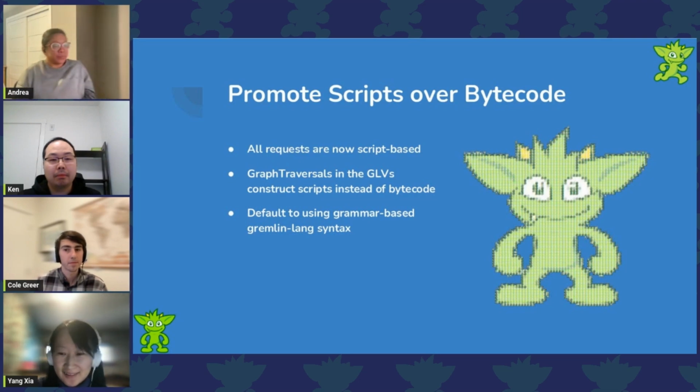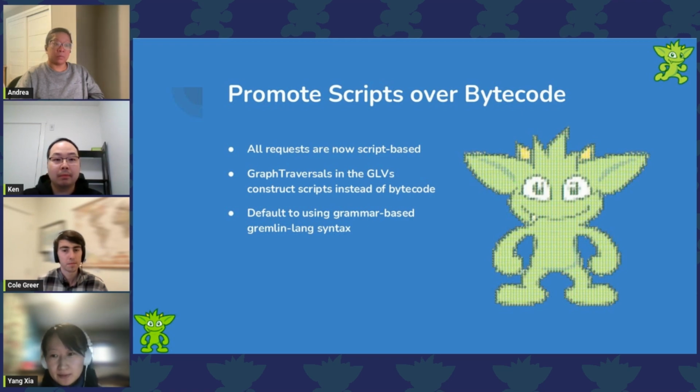Okay, thank you, Andrea. As discussed previously on the dev list, all the requests are now script-based. So the graph traversals in the GLVs now construct scripts instead of bytecode to send remotely. One of the purposes that bytecode served was to provide a universal way to translate a traversal. With the introduction of the Gremlin lang parser, this need can be fulfilled differently. Any Gremlin script can be converted into a traversal in a uniform way, which reduces the need for having both systems. Because they serve a similar purpose, and to reduce complexity, we have removed bytecode.